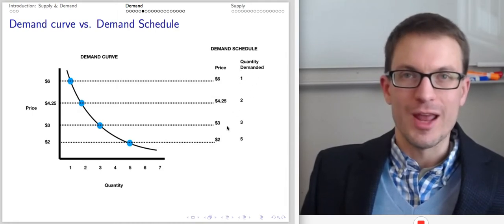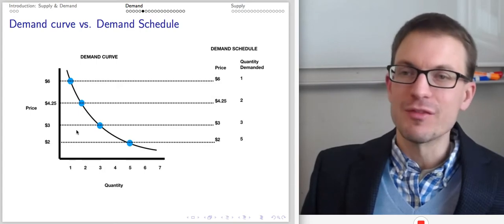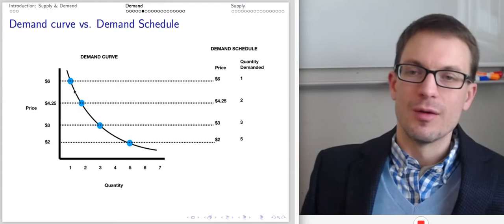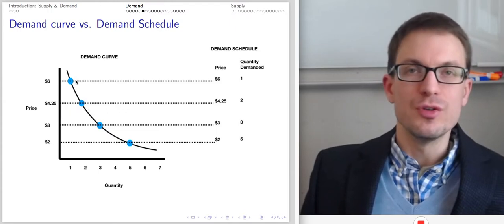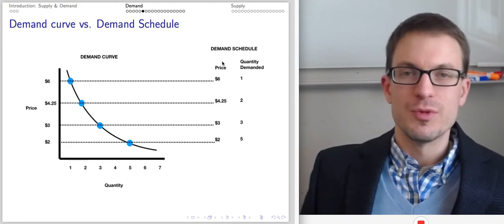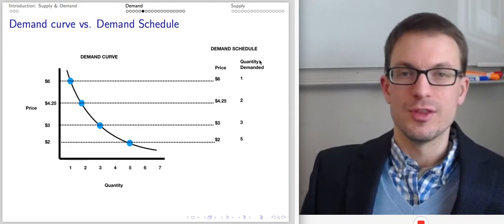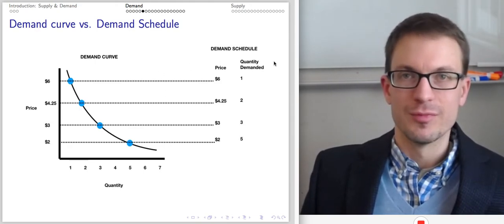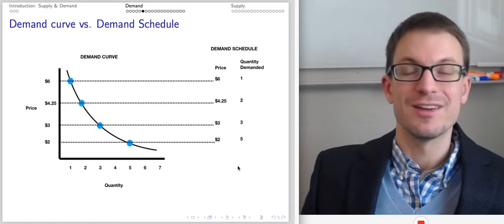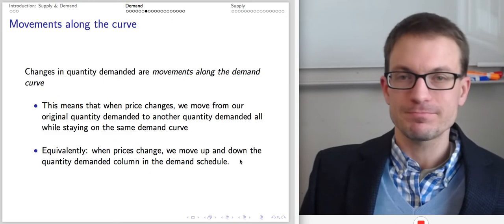Later on, I'll show what happens when we have a change in demand, and that'll give us a shift to the demand curve. And if you could visualize this demand curve moving to the right by 2 units everywhere, it'd be a rightward shift. The way that I'll show this in the demand schedule is I'll just add another quantity demanded column, and every quantity will be increased by 2. And that's how we would show a change in demand. So that's yet to come.